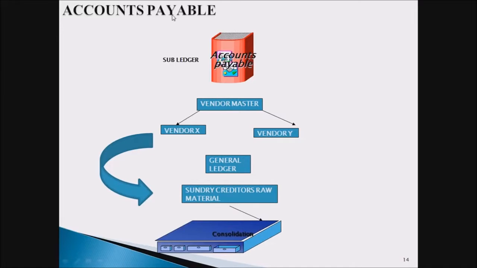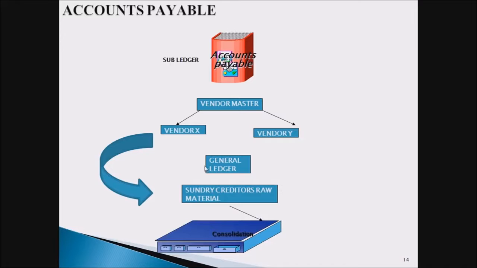Let's say I'm recording a transaction related to the purchase of raw materials. The first important thing is I need to create a GL account with the name sundry creditors raw material. Why do I create this? The reason is very simple. This will give me the total value of creditors. If my company is buying raw material from 10 different vendors, what is the total value together? I'll get it from my sundry creditors raw material account.